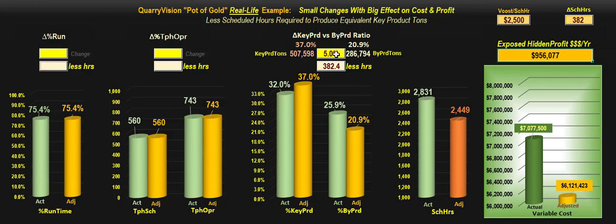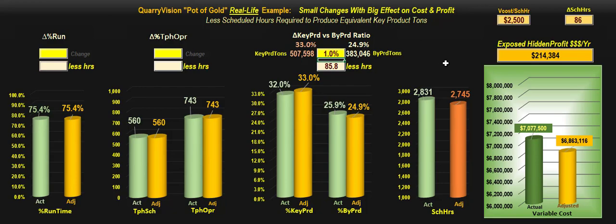If the yield of key product was improved by just 5%, the tons of sellable product would have been produced in 382 less hours, providing potential added profit of over $956,000. Even just 1% improvement would have added $214,000 in potential profit, simply by utilizing belt scale data to adjust key process variables to reduce unnecessary production of byproducts.